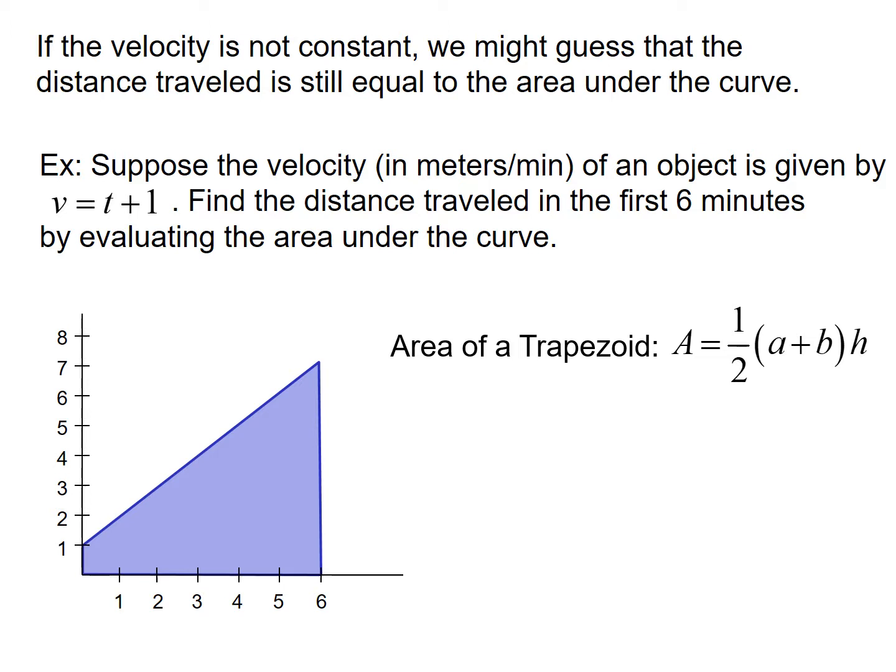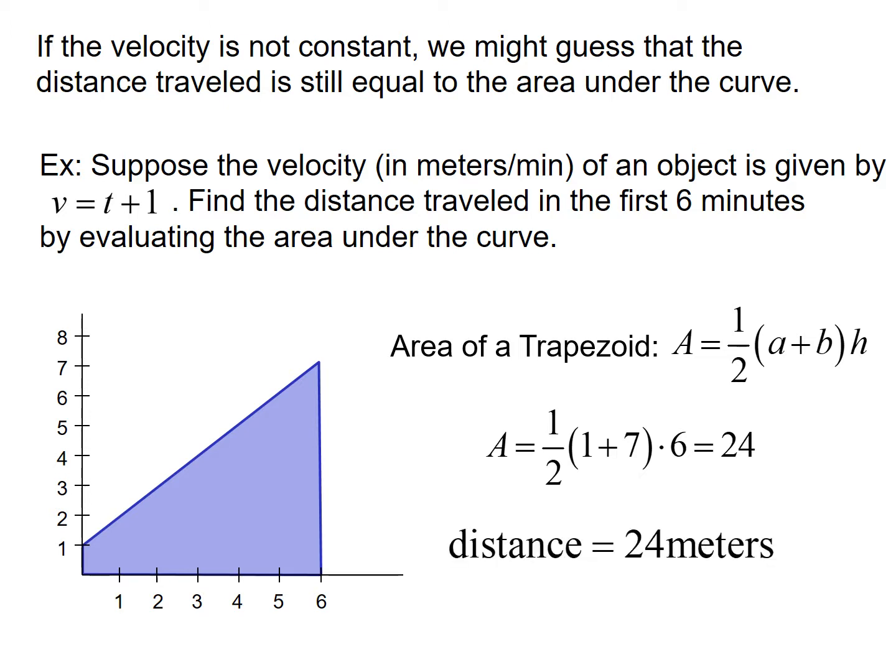Here's the general form of the area of a trapezoid. So we have a height initially of 1, final height of 7, a width of this trapezoid of 6, and we get 24. So the distance traveled, if we maintain that velocity, which increases as time goes on, we would cover 24 meters.